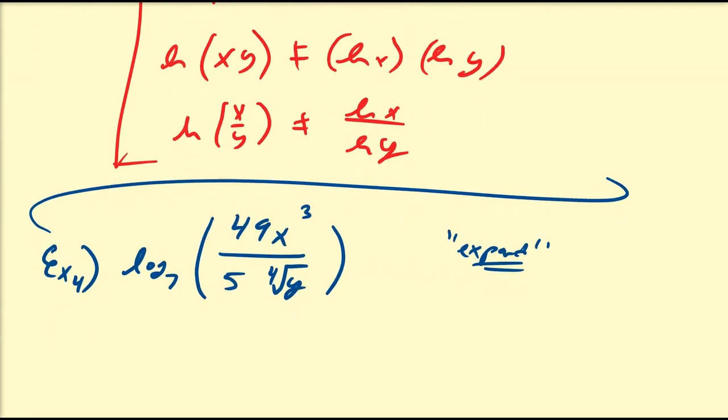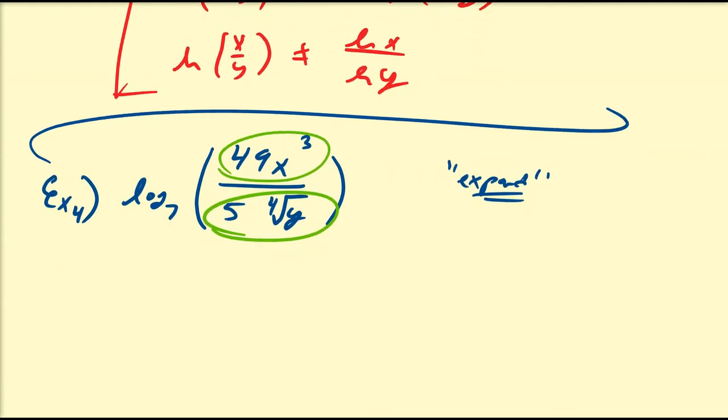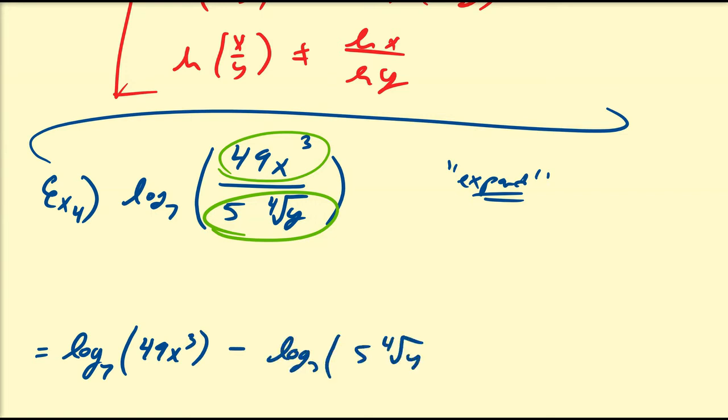All right, so we have the log base 7 of something over something, so we know we can break that down into the subtraction of logarithms. So this is just the same thing as log base 7 of 49x cubed minus log base 7 of 5 times the 4th root of y.